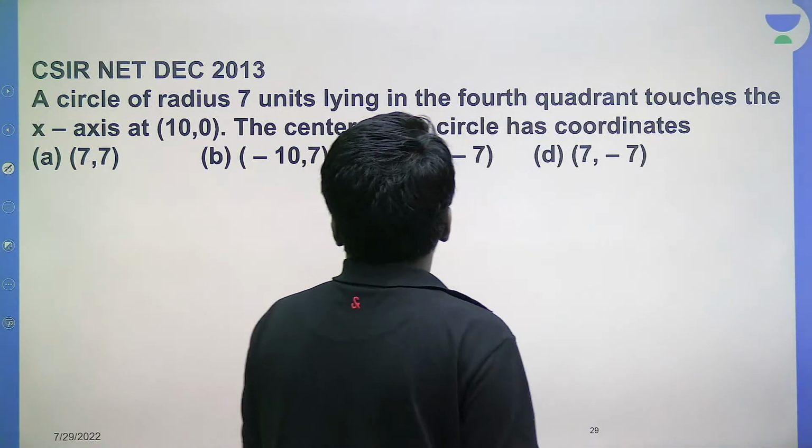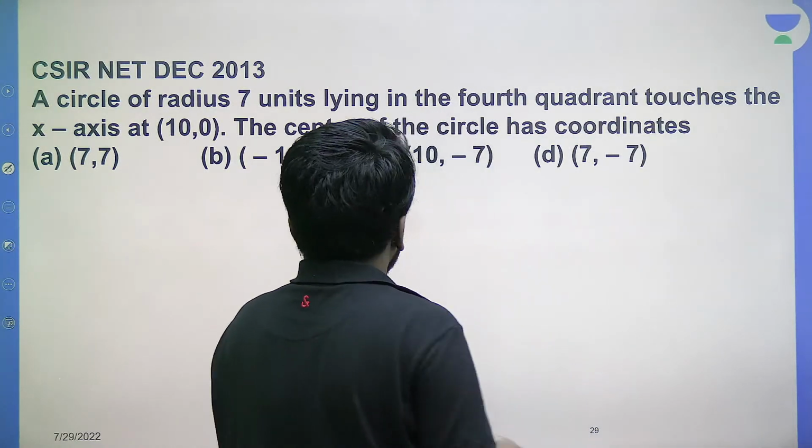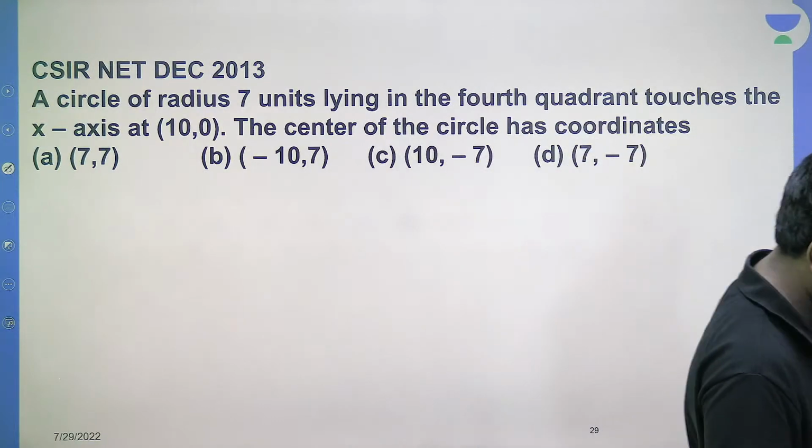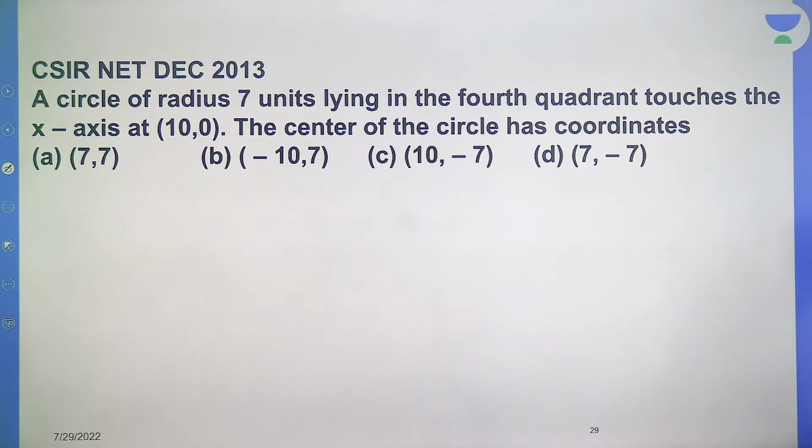So try the next question. This is a circle related question in coordinate geometry. Make a try, all of you.